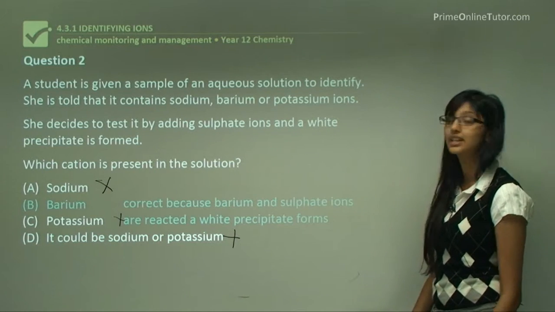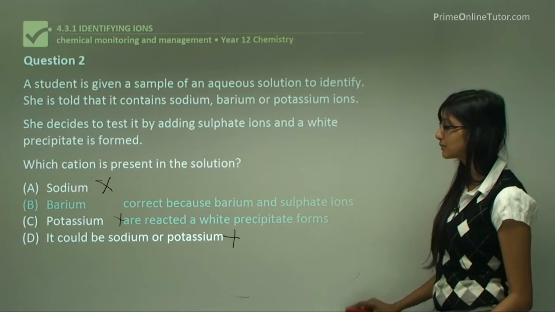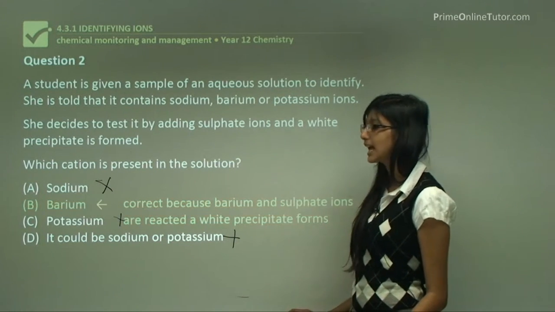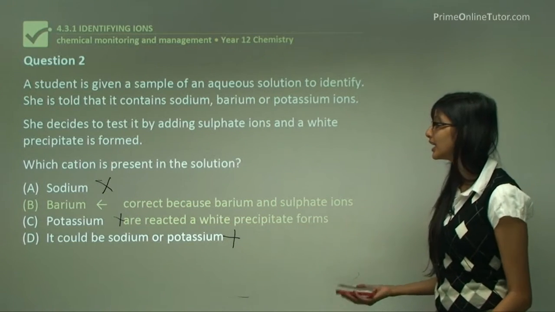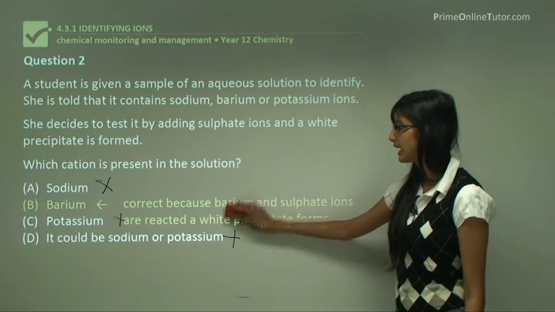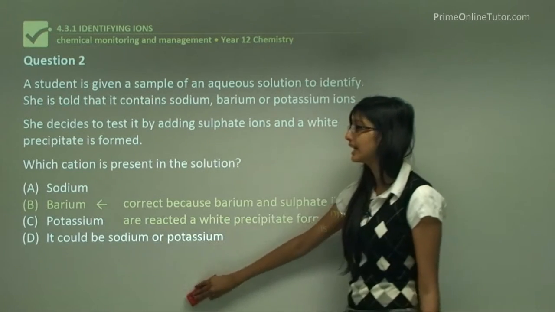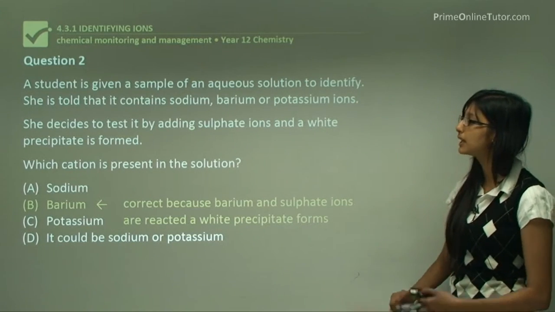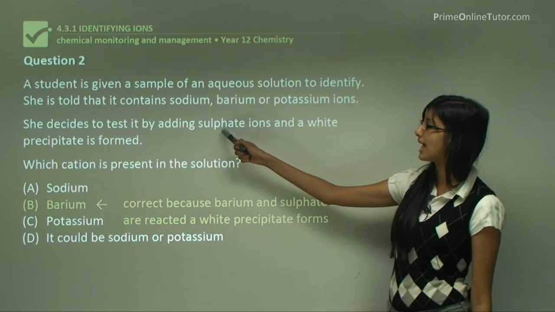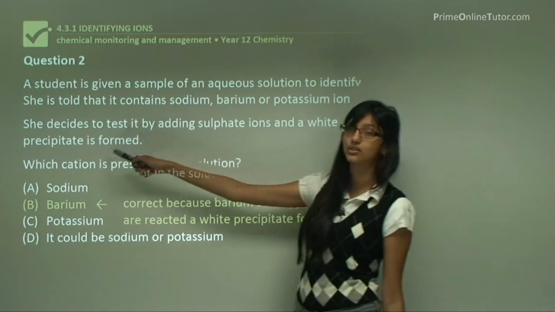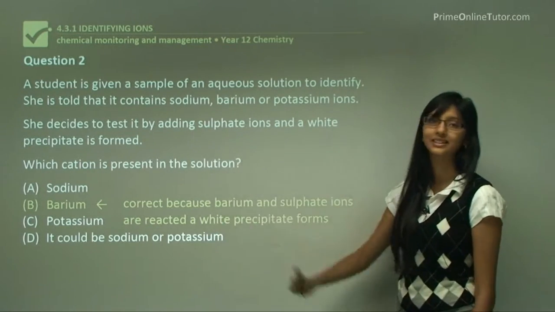Therefore, our answer is B. And why is that? Because when you add sulfate to a solution containing barium, it should form a white precipitate. So barium plus sulfate should form a white precipitate, and hence your answer should be B, because in the question it says when she adds sulfate ions, a white precipitate should form. Therefore, our answer is B.